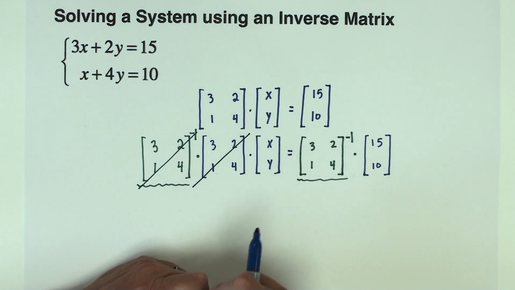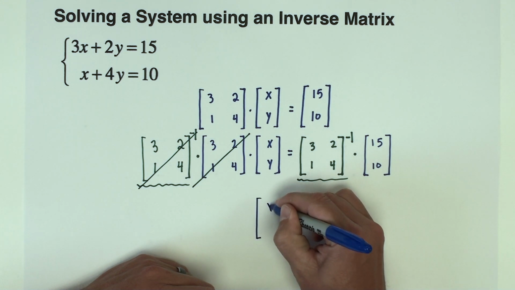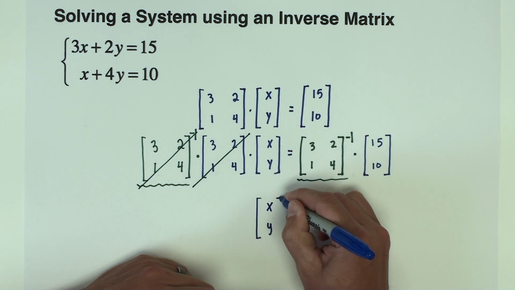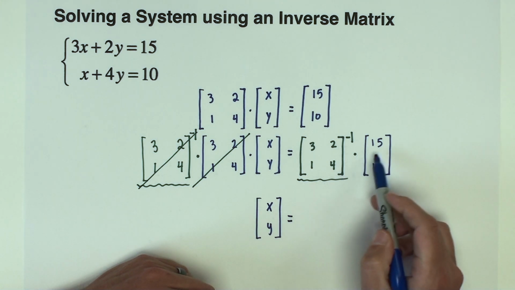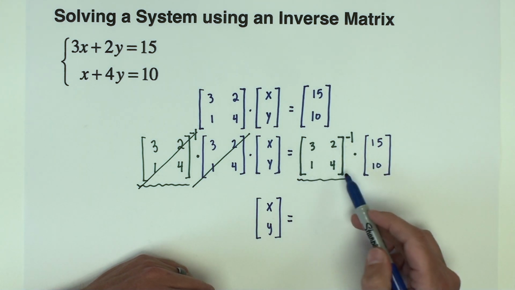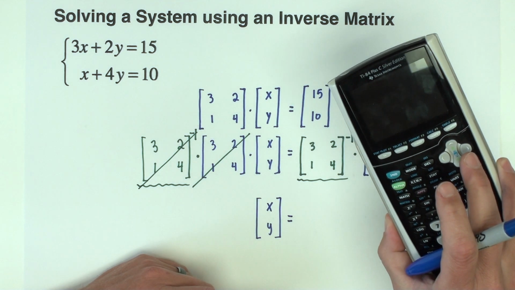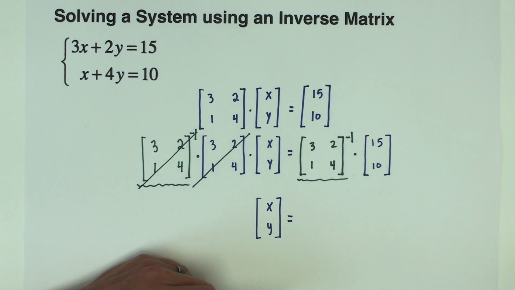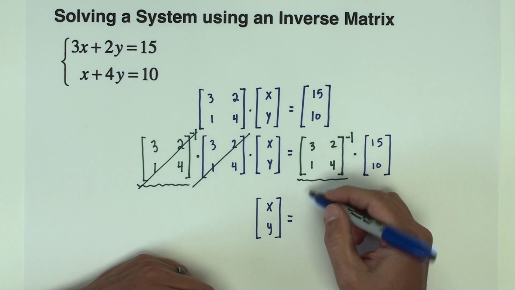And they leave behind simply x and y, my variable matrix. So xy is equal to this product, whatever this comes out to be. Now, we've got our calculators to help speed up that product, and so we're certainly going to do that in the future when we do our next example problem.